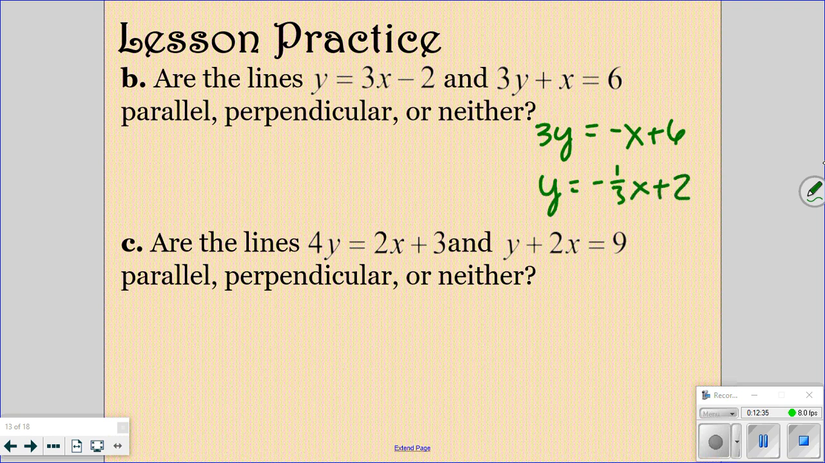And so now we need to compare the slopes. One of them is 3 and one of them is negative 1/3. Those aren't the same, but they are negative reciprocals, so these lines are perpendicular.